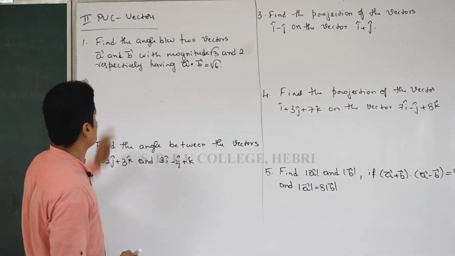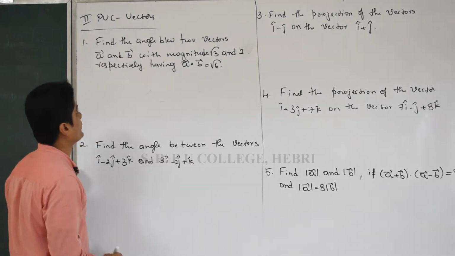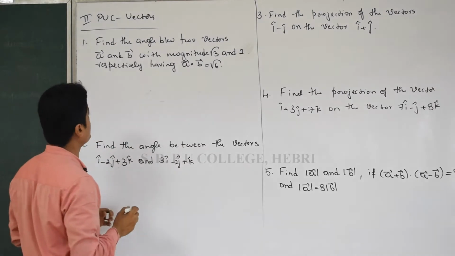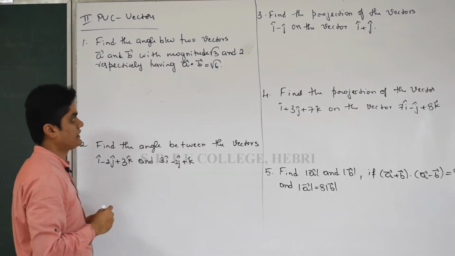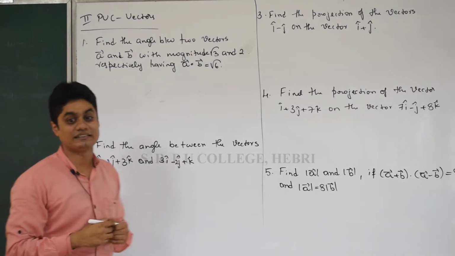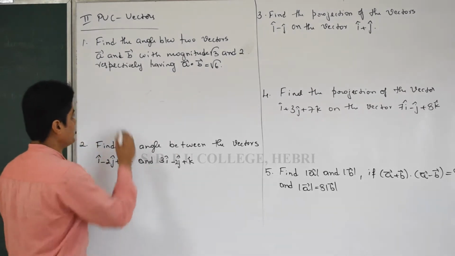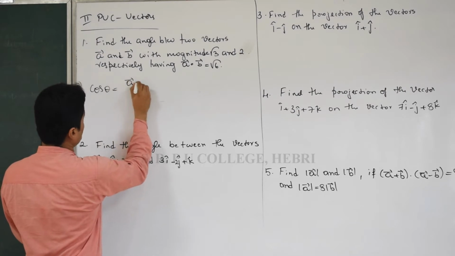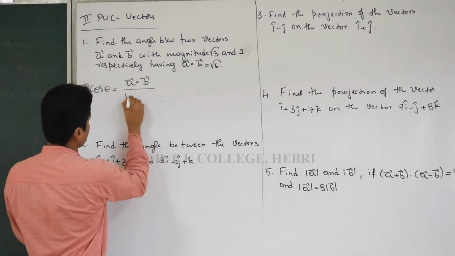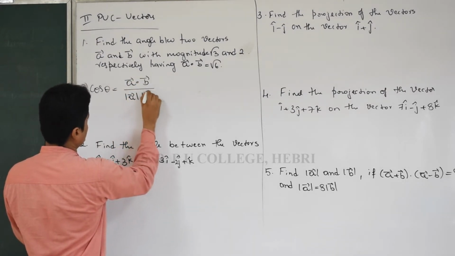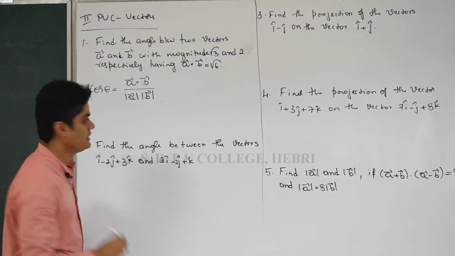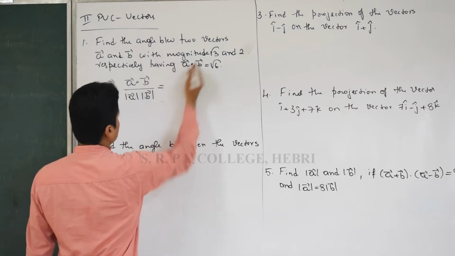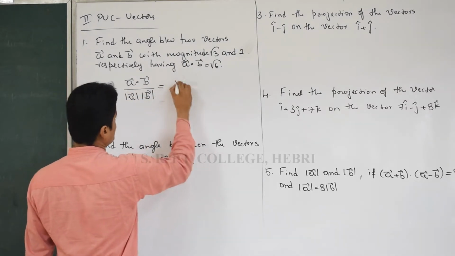Today's first problem is as follows: find the angle between two vectors A and B, with magnitudes root 3 and 2 respectively, having vector A dot B equal to root 6. First write down the formula. You know cos theta is equal to vector A dot vector B divided by magnitude of vector A into magnitude of vector B. So first the numerator is A dot B, which is root 6.